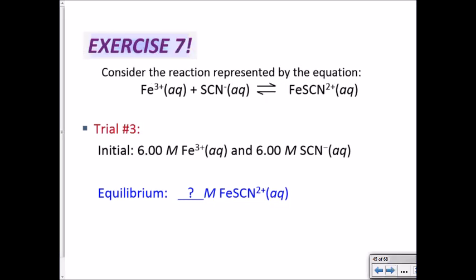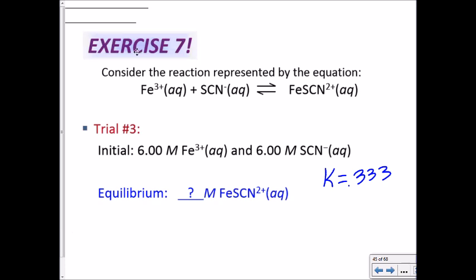So now what I'd like you to try to do is try exercise 7 on your own. You have different initials. We are still at the same temperature, so our K value is still going to be what? 0.333. So we're still at the same temperature. The K value is going to stay at 0.333. Try this one on your own.